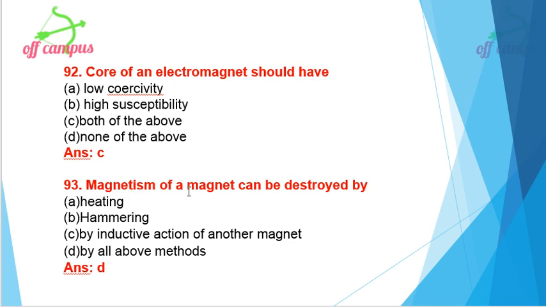Then, magnetism of a magnet can be destroyed by, how can we destroy the magnetism of a magnet? Heating, hammering, by inductive action of another magnet, or by all above methods. Magnetism of a magnet can be destroyed by all above methods. Option D is the right option. What are those? Heating, hammering, by inductive action of another magnet.